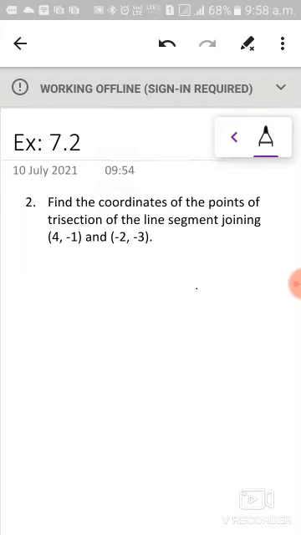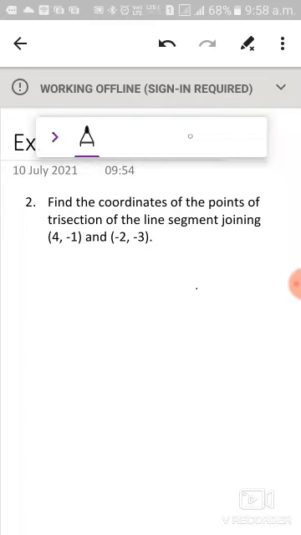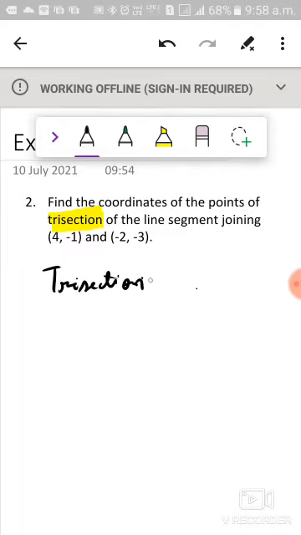So today we are going to start exercise 7.2. Here I am going to take question number 2 first. Question number 2 is: find the coordinates of the points of trisection of the line segment joining 4, -1 and -2, -3. First of all, let us discuss what is trisection. Trisection means to divide in three equal parts.